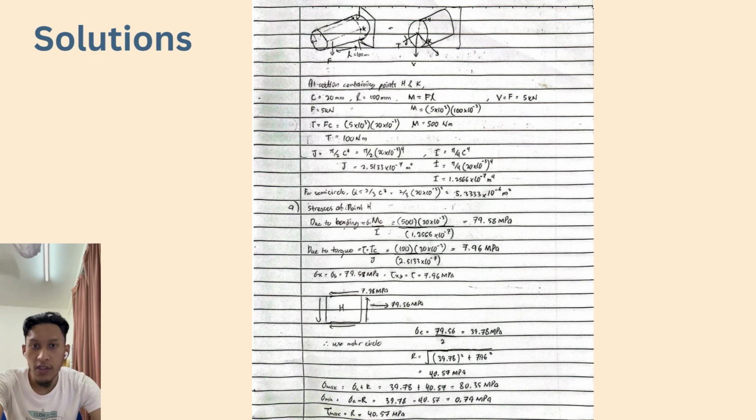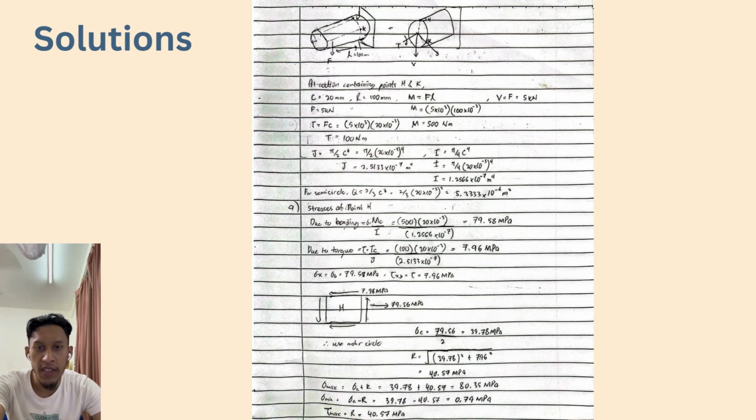The second one is torque, which is torsion. We know that the strap also wraps around the rod, causing it to twist. To calculate the torque, it is force multiplied by C. This will create shear stress due to torsion, maximum at the outer surface, at H and K.